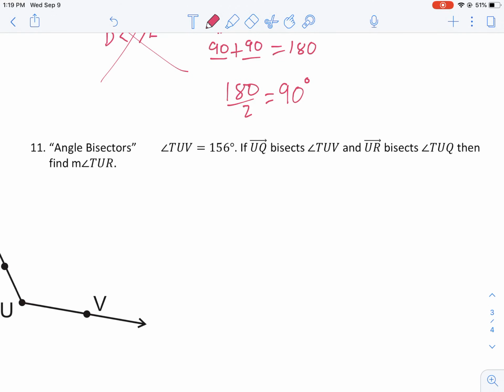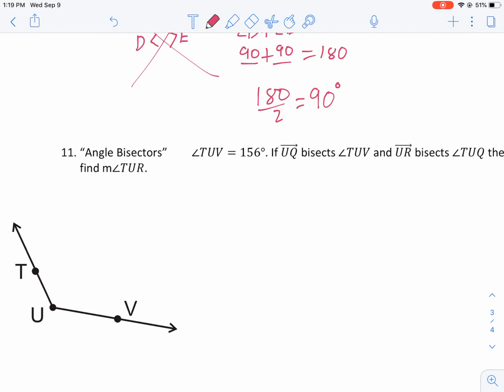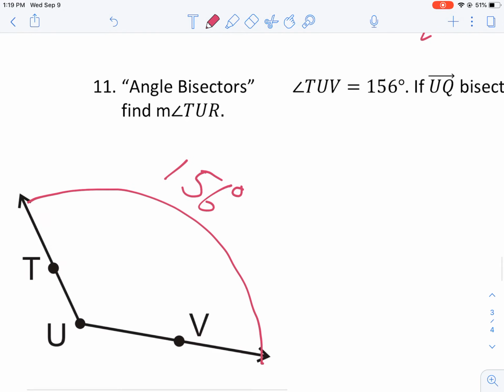Last question, all right, angle bisectors. So this question gives us a lot of information, all right? The first thing it tells us is that TUV is 156 degrees. So I'm actually going to draw that up here because I'm going to assume that we're going to have to be doing some stuff in between. So it says UQ bisects TUV, all right? UQ. So we have some point Q up here. And it's bisecting these two angles.